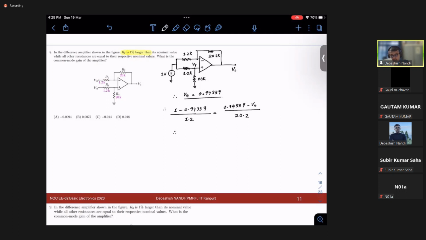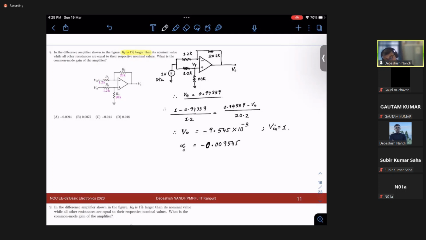So your gain, V in is 1. This is your V in. So your gain is minus common mode gain alpha C. Common mode gain is your 0.009545. So your right option would be this. Okay. This is how you solve this kind of problems.